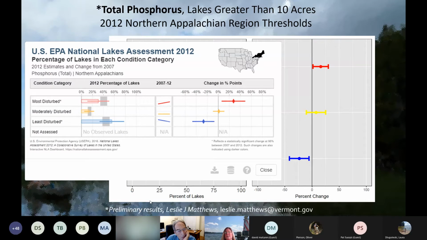Vermont's phosphorus results appear to also exactly parallel the NLA results for the northern Appalachian ecoregion. The region saw a significant increase in the percentage of lakes in the poorest condition and also a significant decrease in lakes in the least disturbed or good condition for phosphorus.